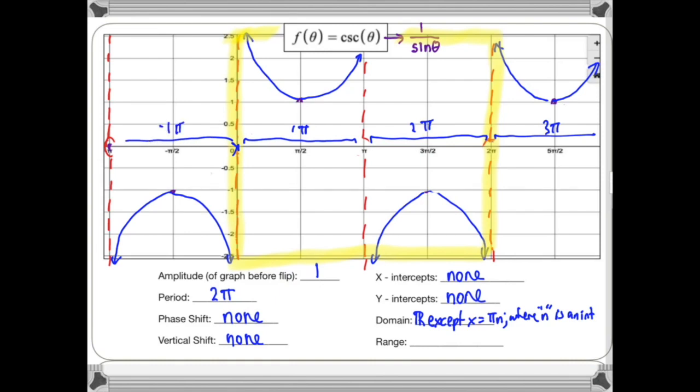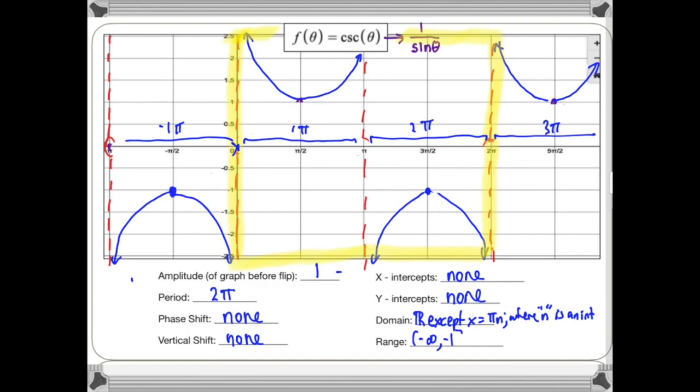And then the range, interestingly enough, is going to be basically the opposite, or everything that sine is not. So it's going to go from negative infinity, which is starting way down here at the negative infinity part. And it goes up to negative one, okay, at these guys right here.